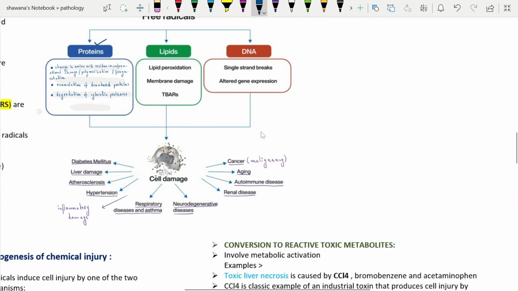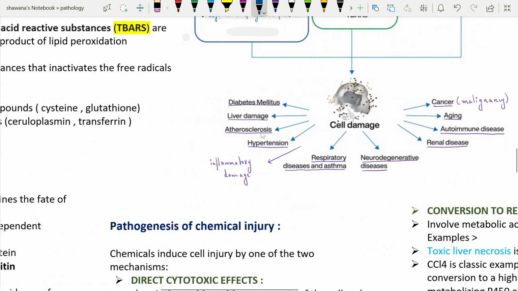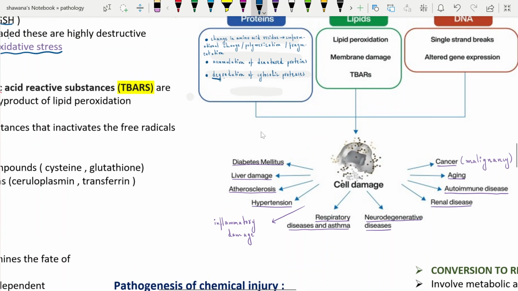To the proteins, they cause the degradation of cytosolic proteins and accumulation of denatured proteins in the cell. They cause changes in the amino acid residues, for example polymerization, fragmentation, and conformational changes, and they produce abnormal proteins. For the lipids, they cause lipid peroxidation and membrane damage, because the membrane is formed from phospholipids, and TBARS.